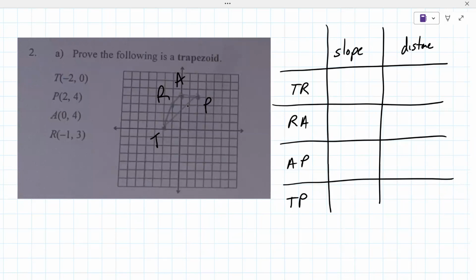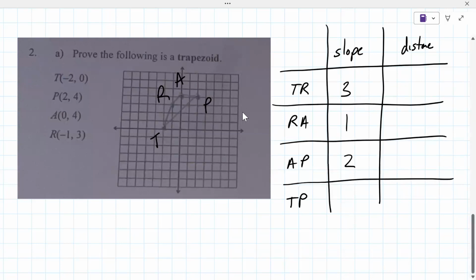Let me just get this graph going. Yeah, the graph would help, I feel like, because there's so much stuff. Okay. Wait, do you want me to start out with TR? Yeah. Okay. Would T to R slope be 3? Okay. And then R to A slope would be 1. Okay. A to P slope would be 2.